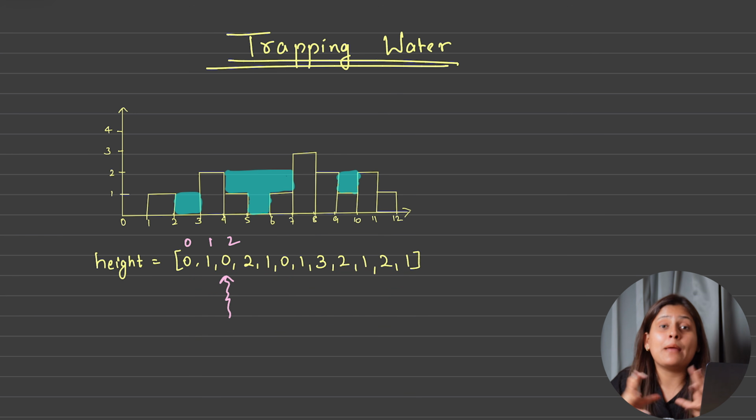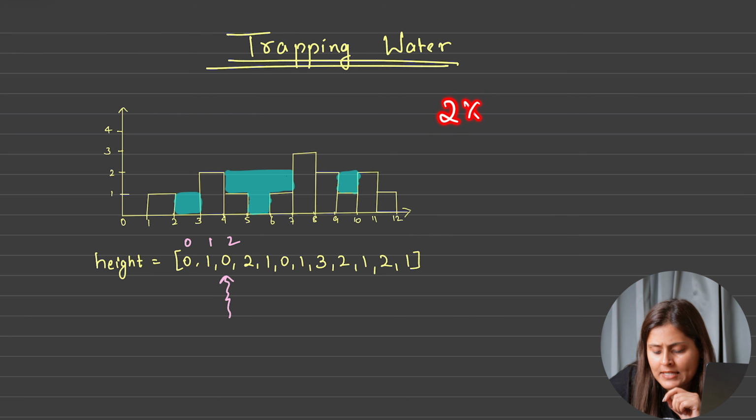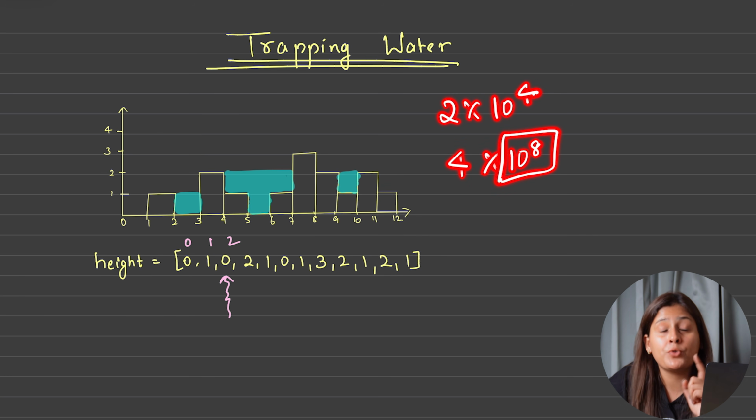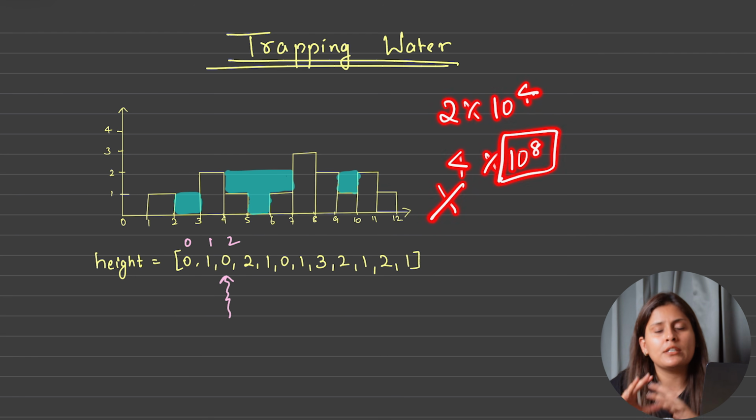Yes. So the total time complexity in this case will be nothing but O of n square. And you just saw the constraint was 2 cross 10 power 4. And n square will become 4 cross 10 power 8. And you know beyond 10 power 8 will give you TLE. So hence you cannot go with this approach.